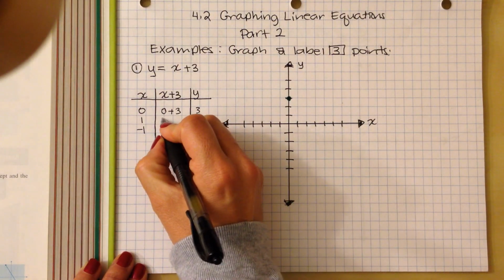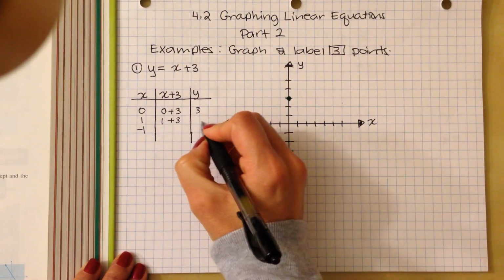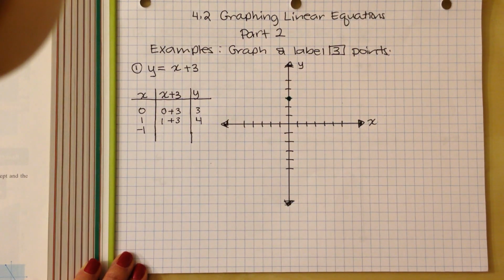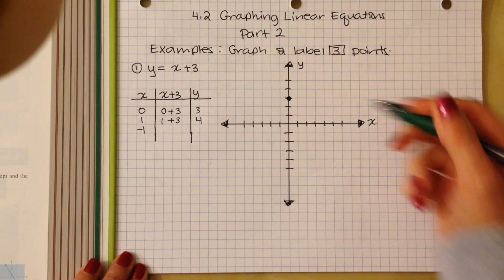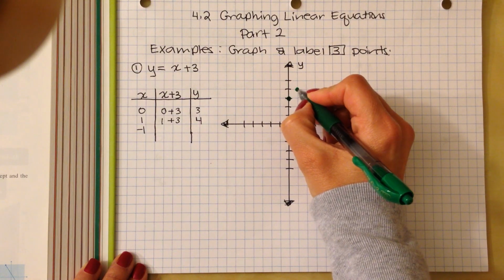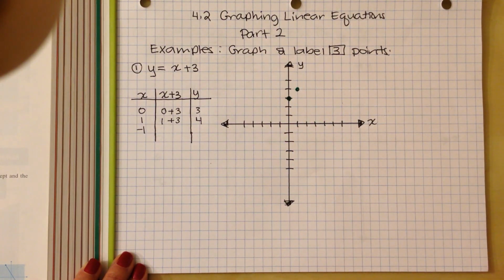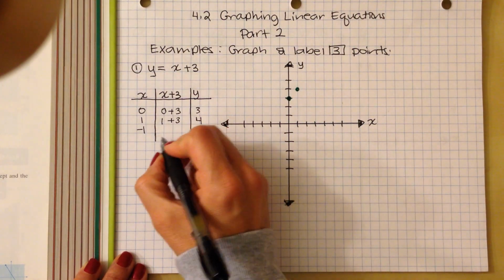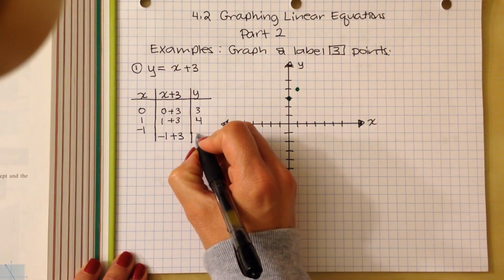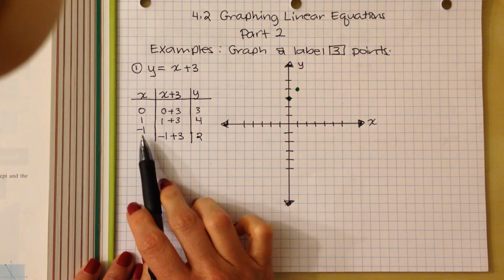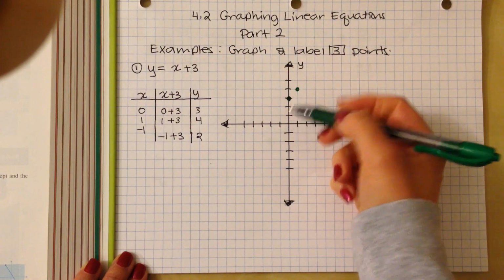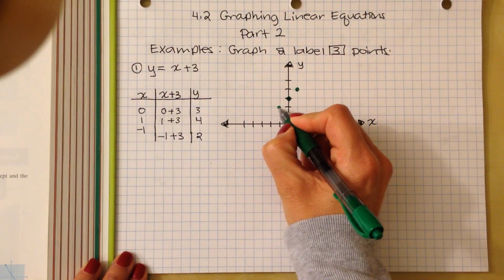Next, substitute 1 plus 3, which gives us a y value of 4, which gives me an ordered pair, (1, 4). So here's 1 and go up to 4. And then the last x value, -1 plus 3, gives me a y value of 2. Our ordered pair is (-1, 2). Here's -1, go up to 2, so I have a point right here.